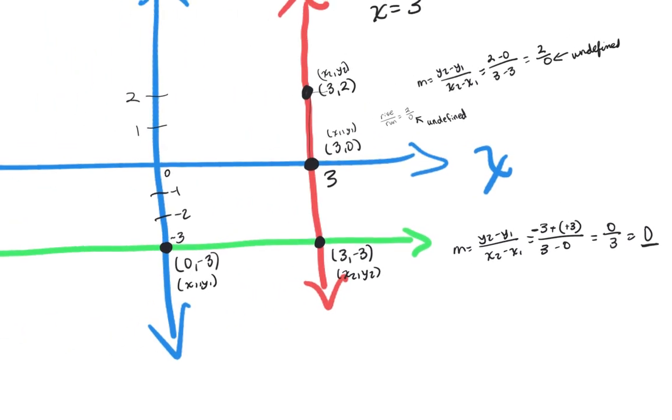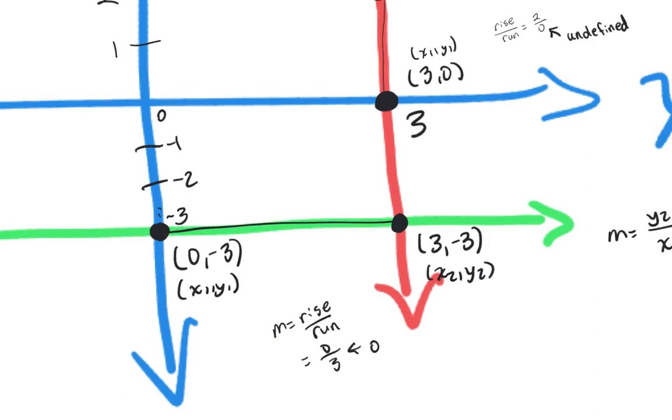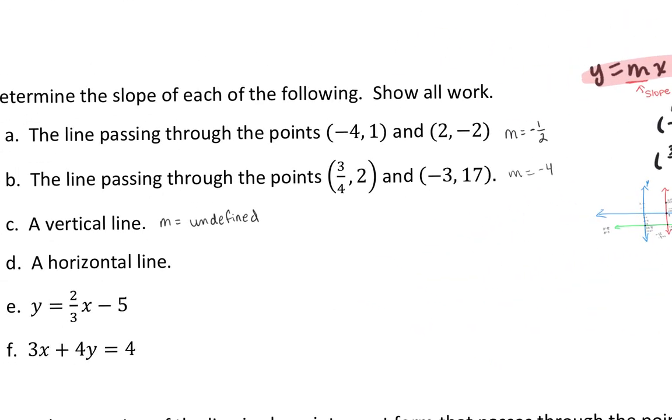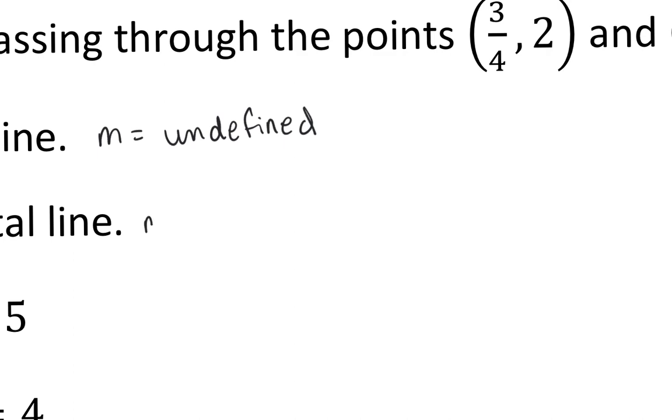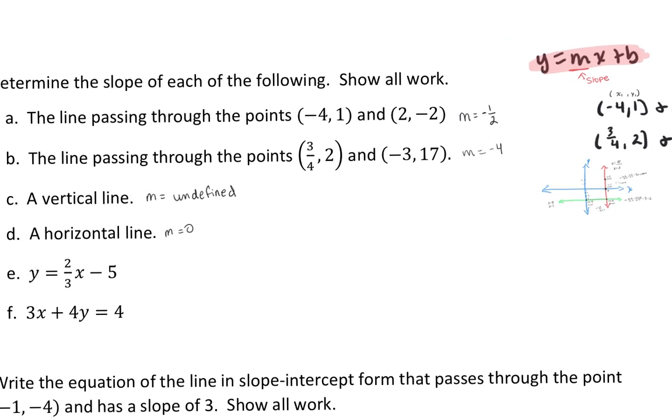So let's say we did rise over run here, right? If we did rise over run, our rise is 0, and our run is 3. So same thing, you get a slope of nothing. So m is 0 for D. Alrighty, so now we'll go to E.